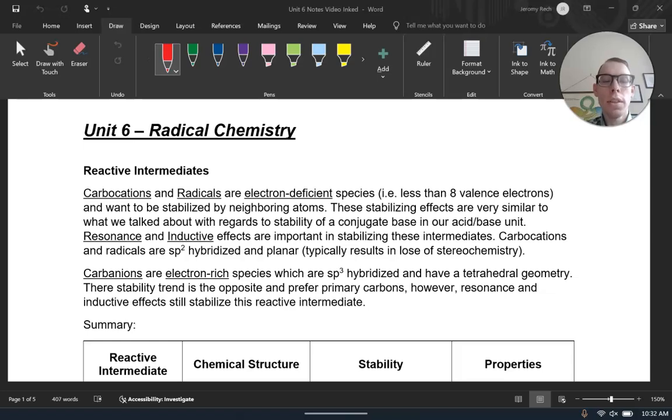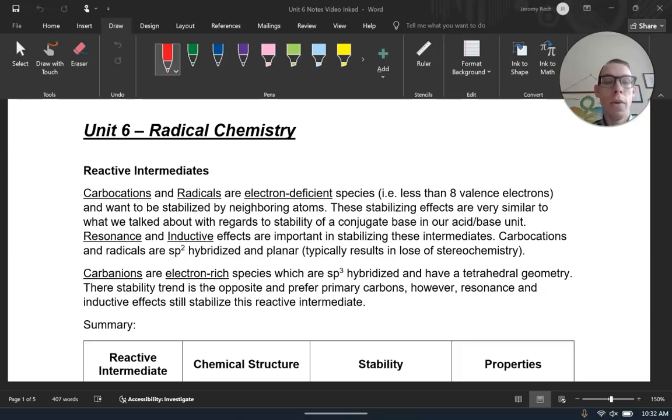Now, there are some distinct differences between these. Both the carbocation and the radical are known as electron deficient species. Carbocations will have 6 electrons, radicals will have 7 electrons around them, meaning that they're going to be short of their full octet. That means that they want to be stabilized. They want to get an extra electron or two, depending on which it is, to be able to get to that full octet state.